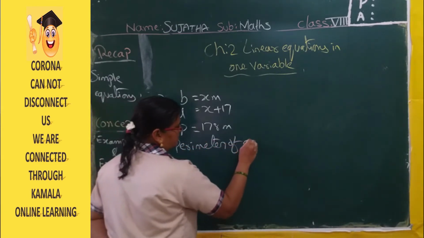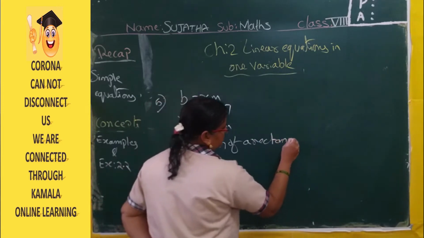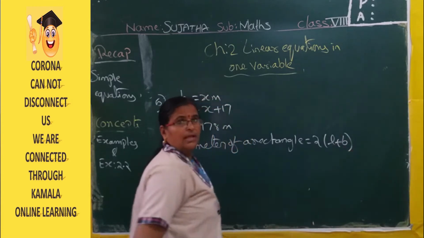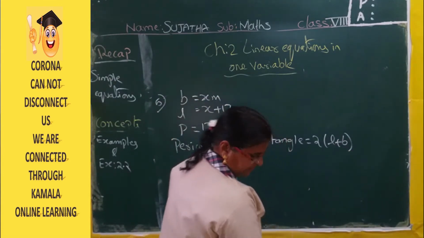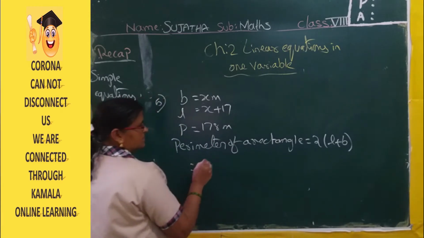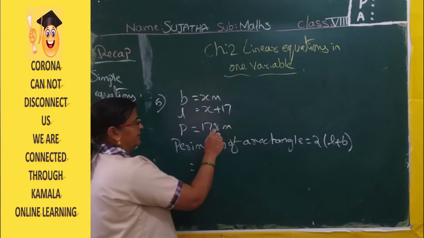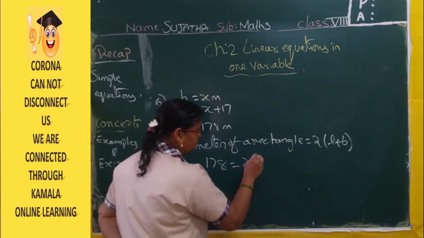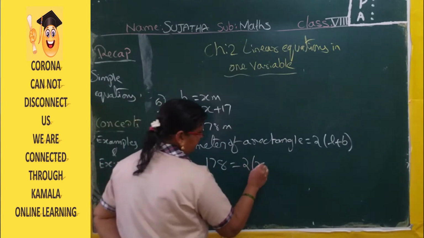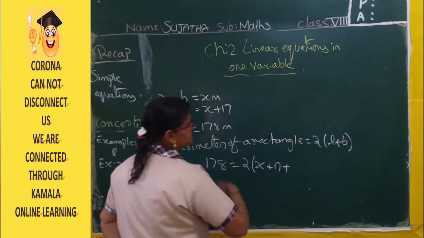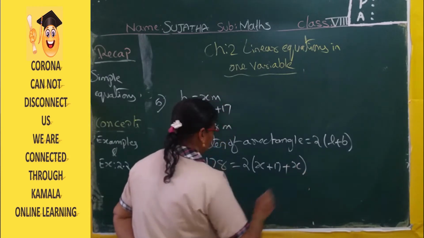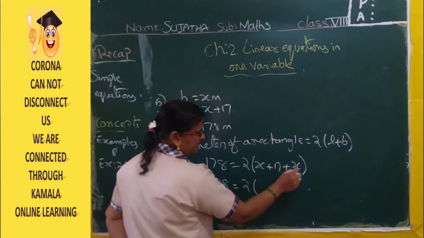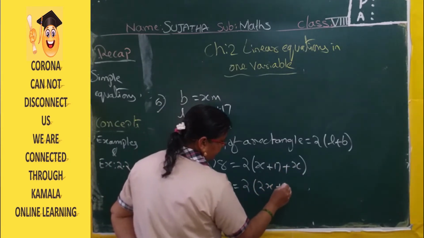Perimeter of a rectangle. What is the formula? 2 of L plus B is the perimeter of a rectangle. Now, write down, substitute. Perimeter of the rectangle is already given in the question. What is that? 178. 178 is equal to 2 of, what is the length? X plus 17. X plus 17 plus breadth, how much? X. That is, 178 is equal to 2 of x plus 17 plus x, 2x plus 17.